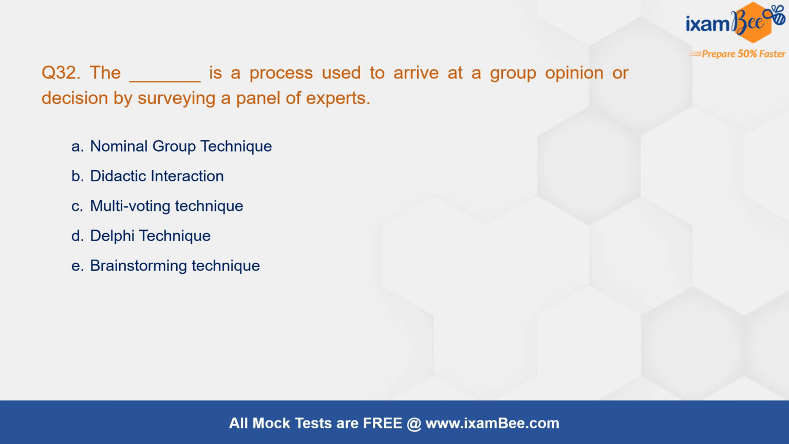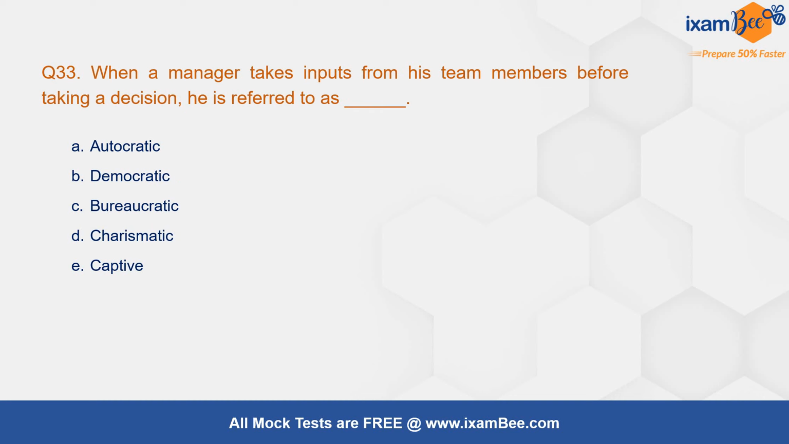Next question, the dash is a process used to arrive at a group opinion or decision by surveying a panel of experts. So this is one of the decision making techniques. The correct answer is Delphi technique, in which you are surveying a panel of experts, getting their replies, cutting down and shortlisting the important options, alternatives, and then finally arriving at a consensus decision.